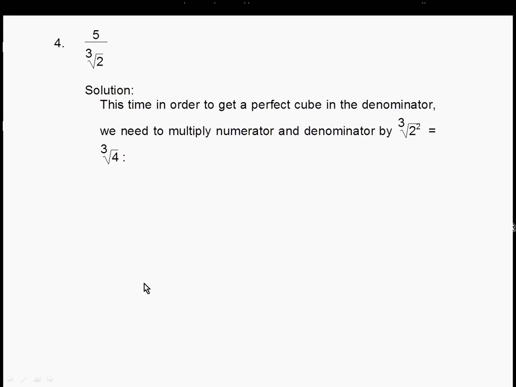Okay, let's try another one. 5 over the cube root of 2. Okay, I want to manufacture a perfect cube down here. I would like to have the cube root of 2 cubed. Okay, that's what I would like.